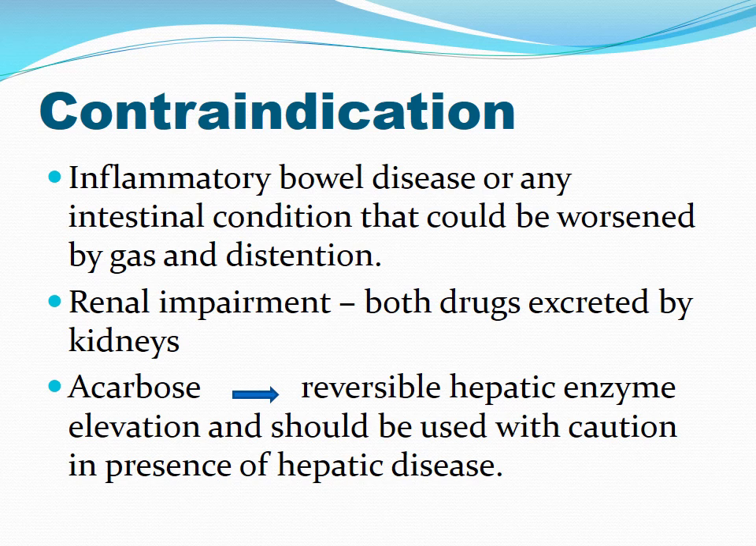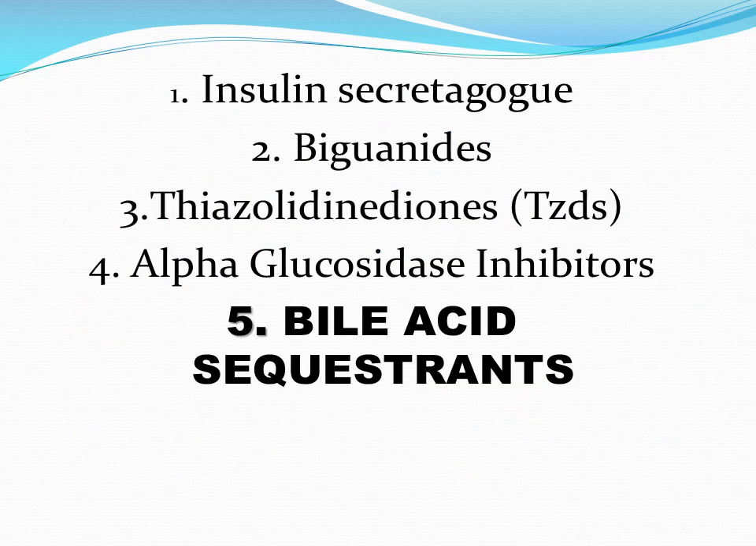Contraindications: they are usually contraindicated in inflammatory bowel diseases or any intestinal conditions that could be worsened by the gas and distension. Renal impairment: both drugs are excreted by the kidney. Acarbose may cause reversible hepatic enzyme elevation and should be used with caution in patients with hepatic impairment.